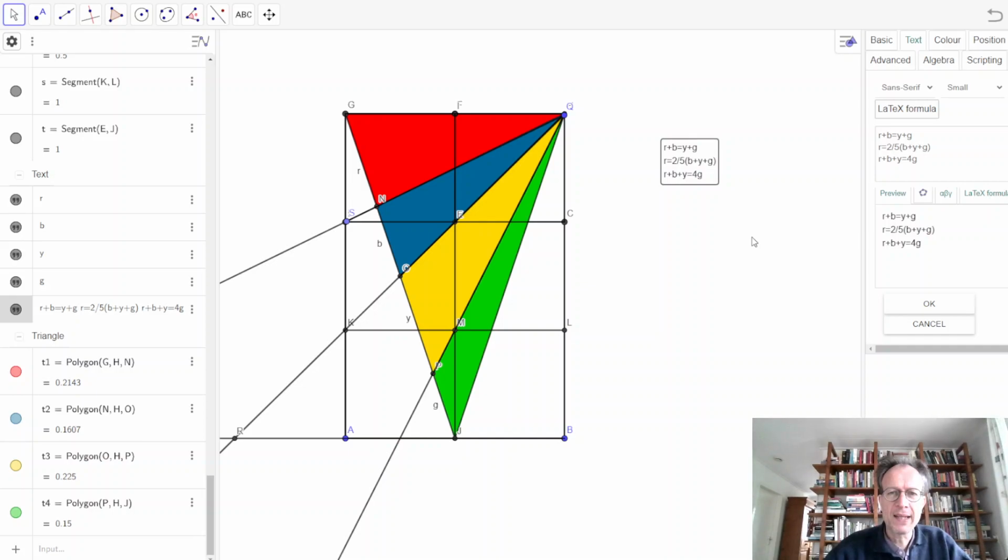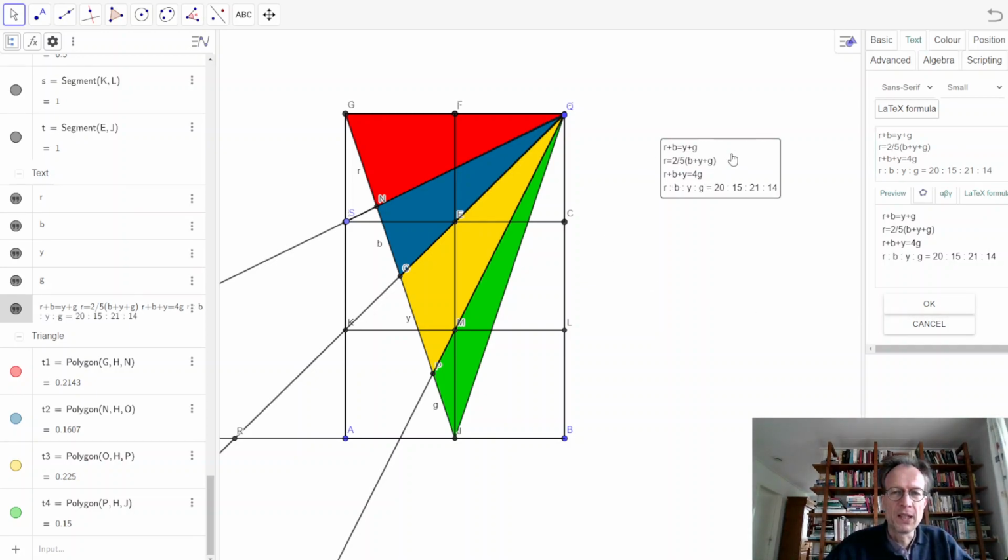We can calculate the proportion of those variables, and what we find, and I will leave that, is that red to blue to yellow to green equals 20 to 15 to 21 to 14. So that's the outcome of those 3 equations. And that also is the answer to the puzzle Vanishing Point 2.